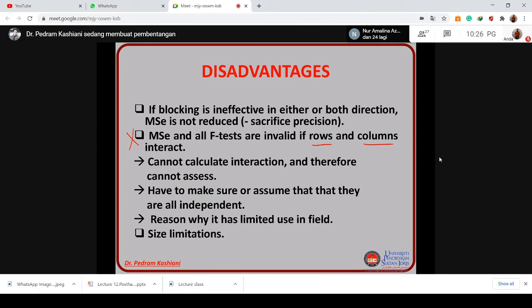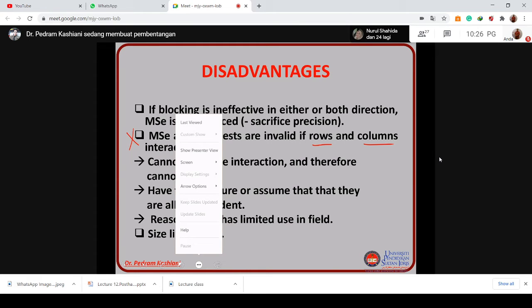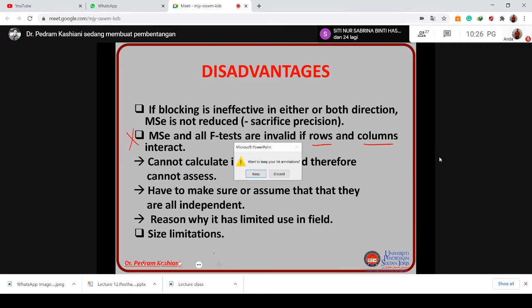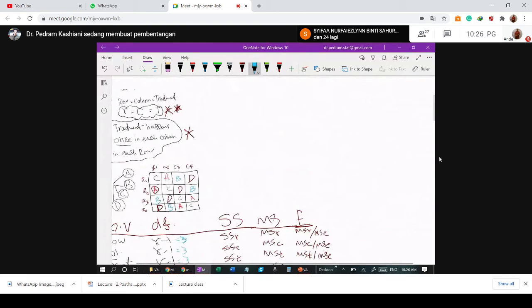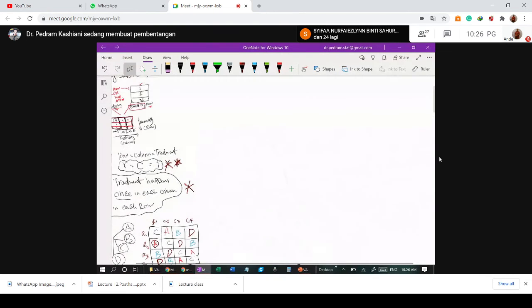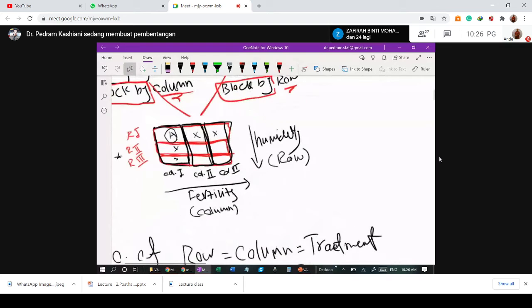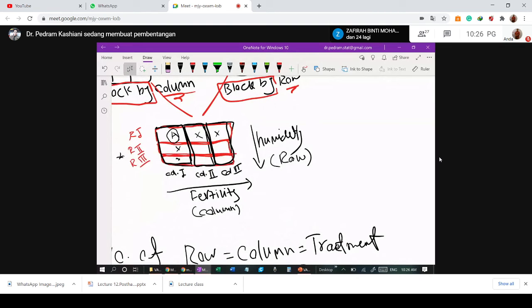In the example that we did, let me go back to this card. For example here, you can see humidity and fertility have nothing to do with each other. One soil can be very fertile and dry. One soil can be very wet but not fertile. So these two have no correlation.